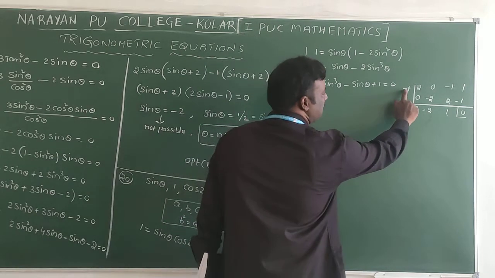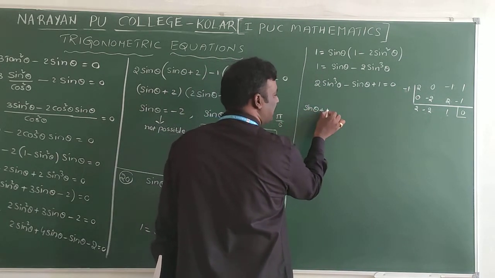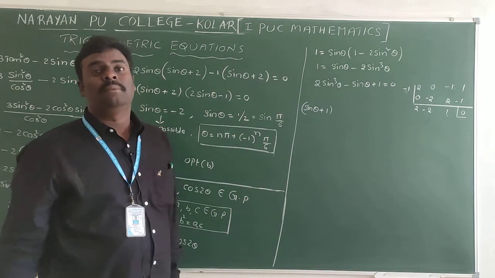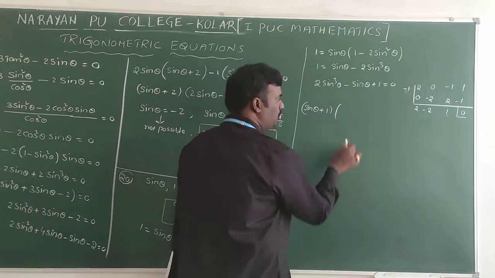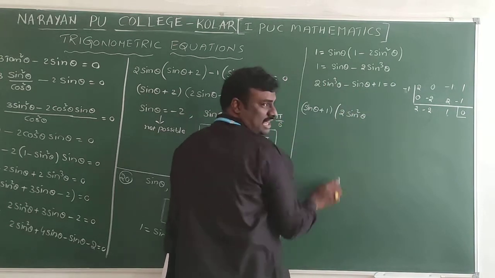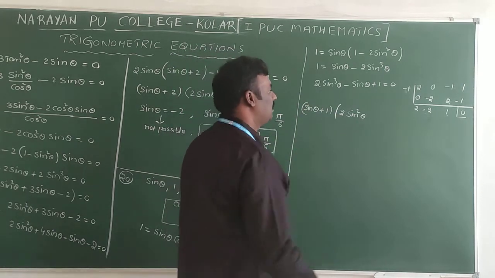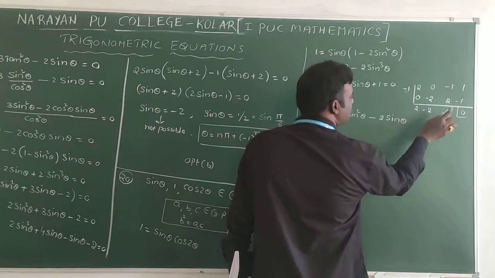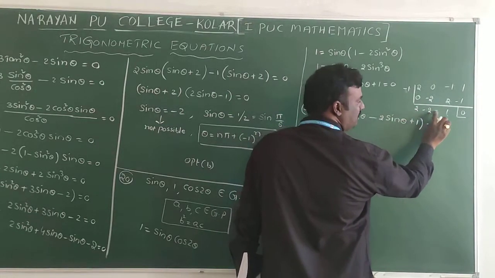Here minus 1 is there, that's why I am taking sin theta plus 1. If plus 1 is there, you take sin theta minus 1. Now the remaining: what is the first value? 2 sin square, because it is a cubic equation and one root we got. Next is a quadratic equation: 2 sin square theta minus 2 sin theta plus 1 is equal to 0. This is the square term, this is the power 1 term, this is the constant.